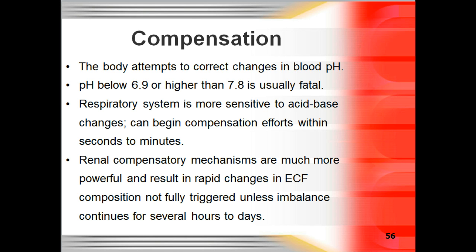Your respiratory system is more sensitive to acid base changes, so it can begin compensation efforts within seconds to minutes. The renal compensatory mechanisms are much more powerful and result in rapid changes in extracellular fluid composition, but they're not triggered unless the imbalance continues for several hours to days. That's what I was explaining: respiratory compensation is faster than the kidneys' compensatory mechanisms.